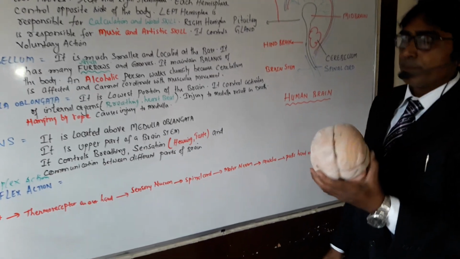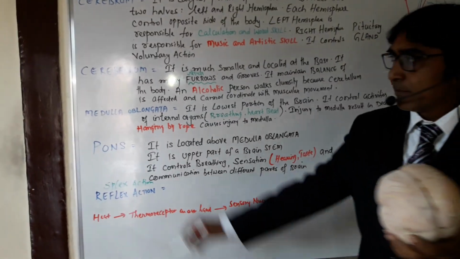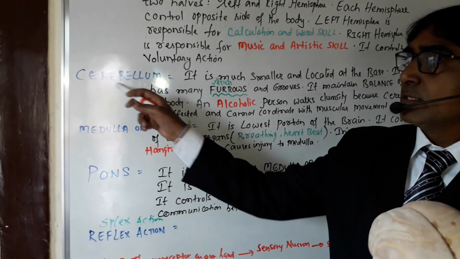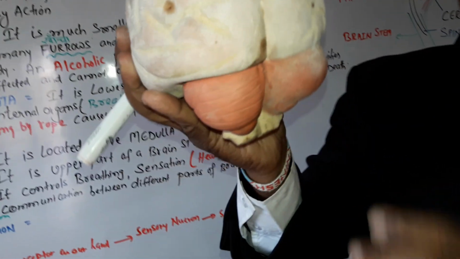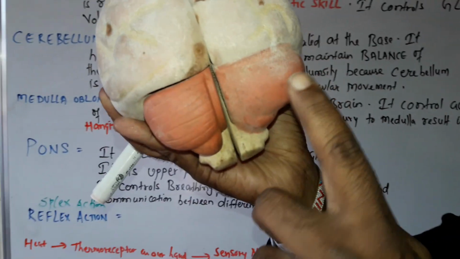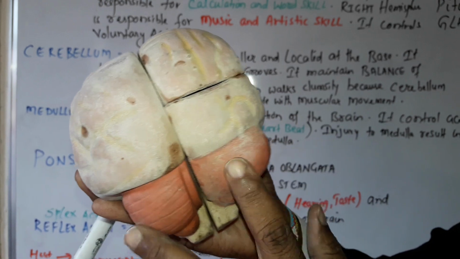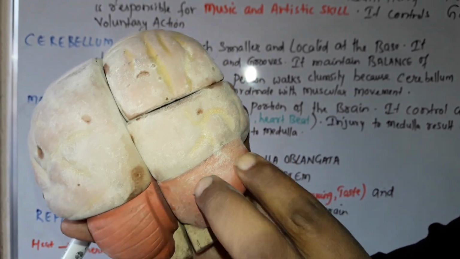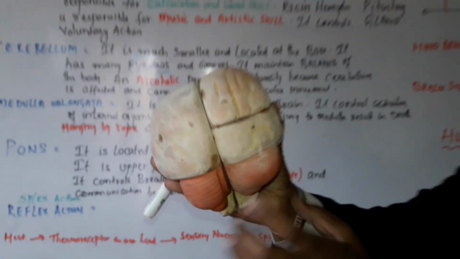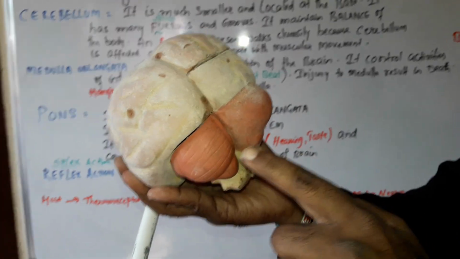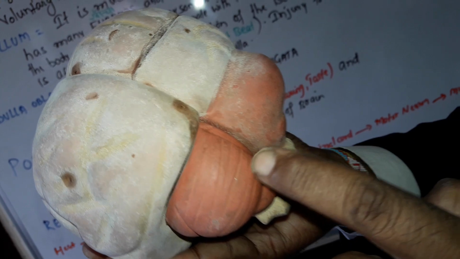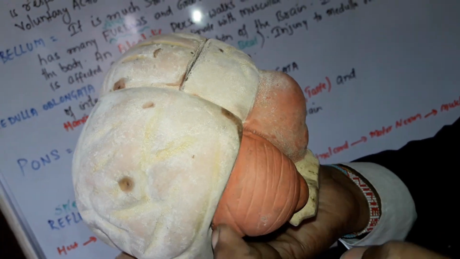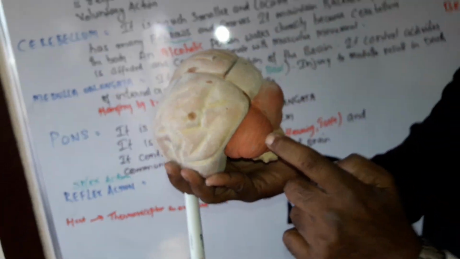The second part of the brain is the cerebellum. From the model you can see the cerebellum, located at the base of the forebrain. This is the second part of the brain, and the smallest part. The cerebellum has grooves and furrows. You can see these grooves and furrows.